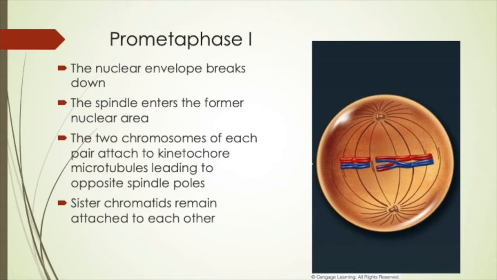Okay, once we get past that point, we can get into prometaphase 1. So in prometaphase 1, the nuclear envelope starts breaking down, and once it breaks down, the spindle fibers can enter that nuclear area and then start attaching to that kinetochore. Remember, we talked about that during mitosis. The sister chromatids remain attached to each other.